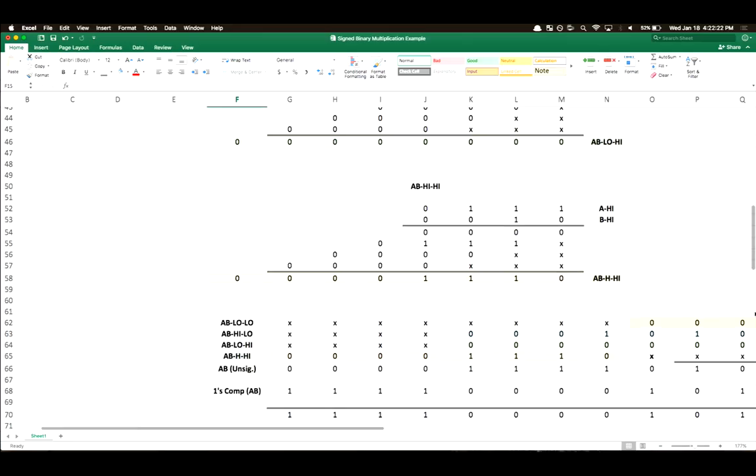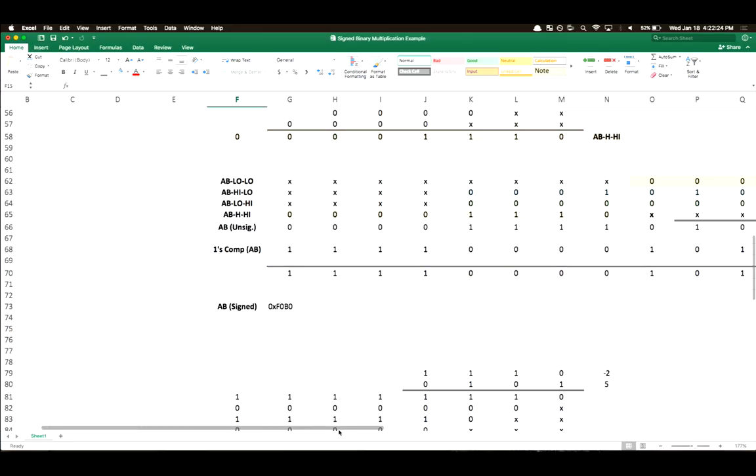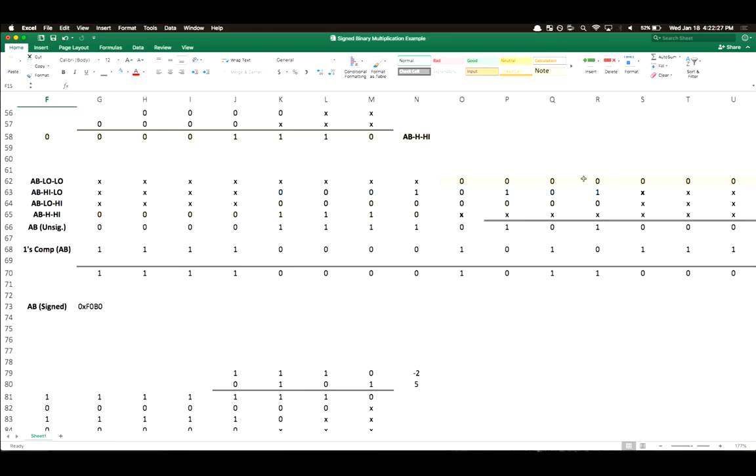So it's the same thing with A low times B high. We have to shift that over by 4 bits. But when you do A high times B high, you're doing a value that's shifted by 4 bits and another value that's been shifted by 4 bits. So you need to shift the whole thing by 8 bits. So that's why A high times B high is shifted over to the left by 8 bits. Does that answer your question?